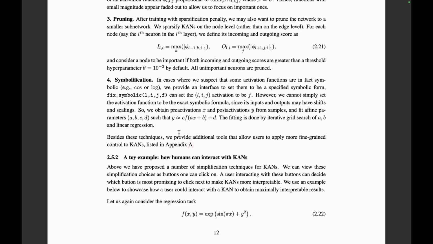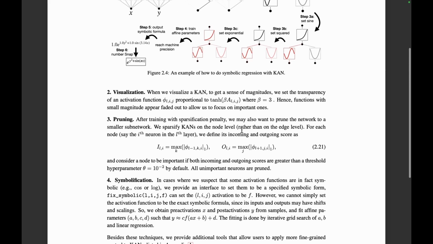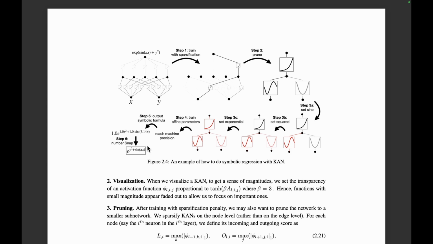On top of these simplification techniques, they have also provided additional tools that allow us to apply more fine-grained control of the KANs, and that's in the appendix. I'm not going to go into the details because this by itself looks like plenty to me. This figure gives an overview of the simplification process. You take a large network and then you first train with sparsification.